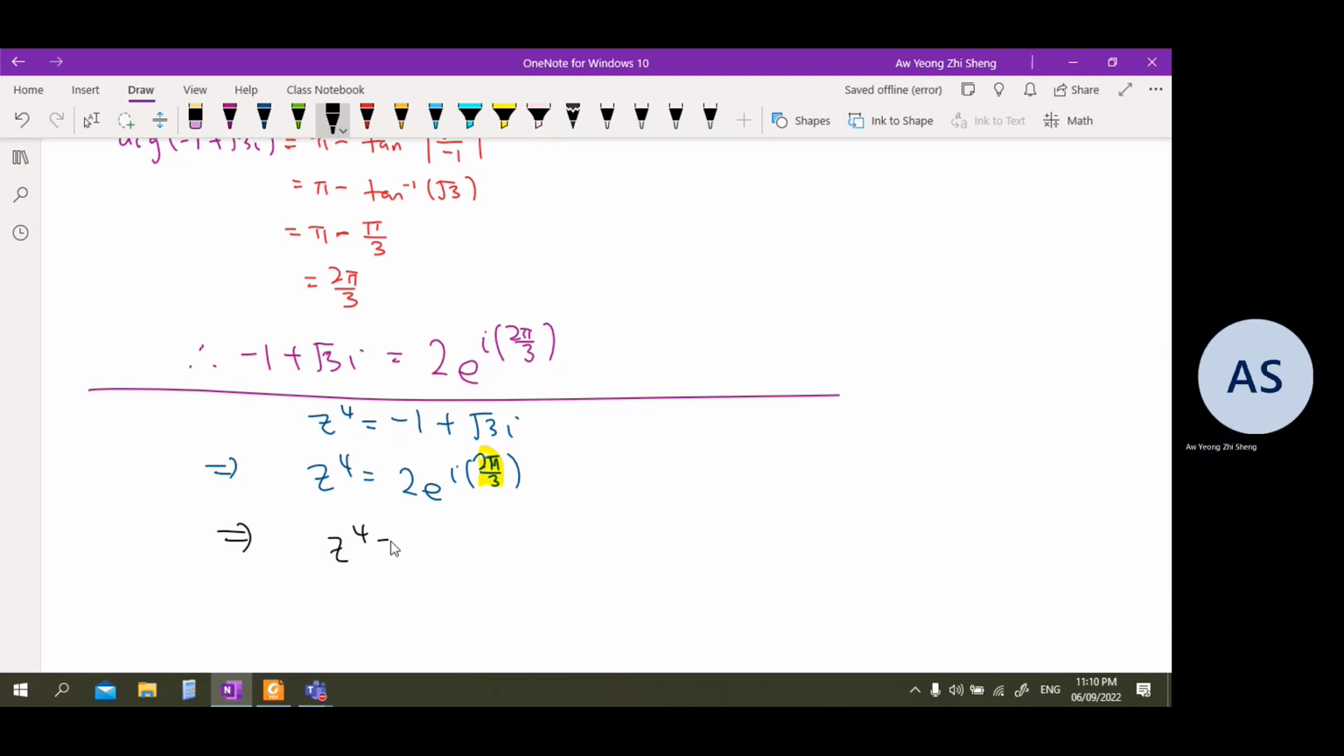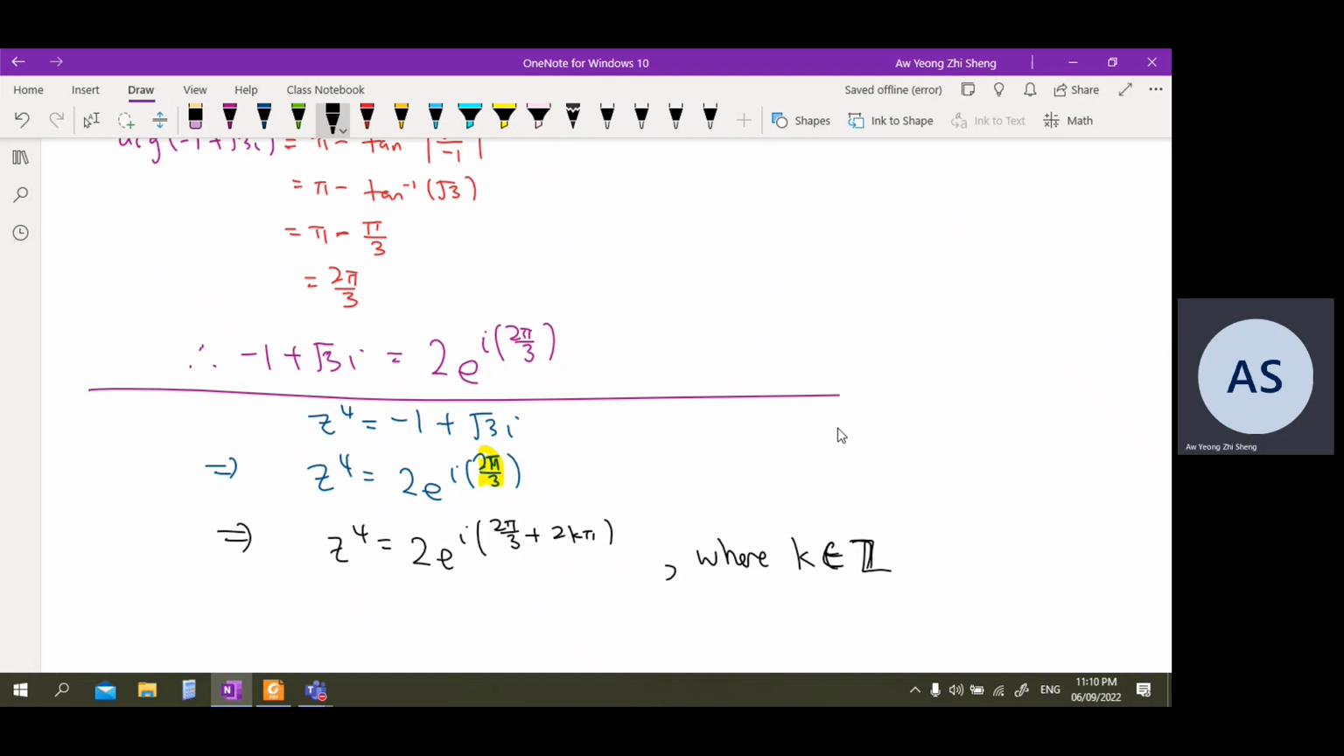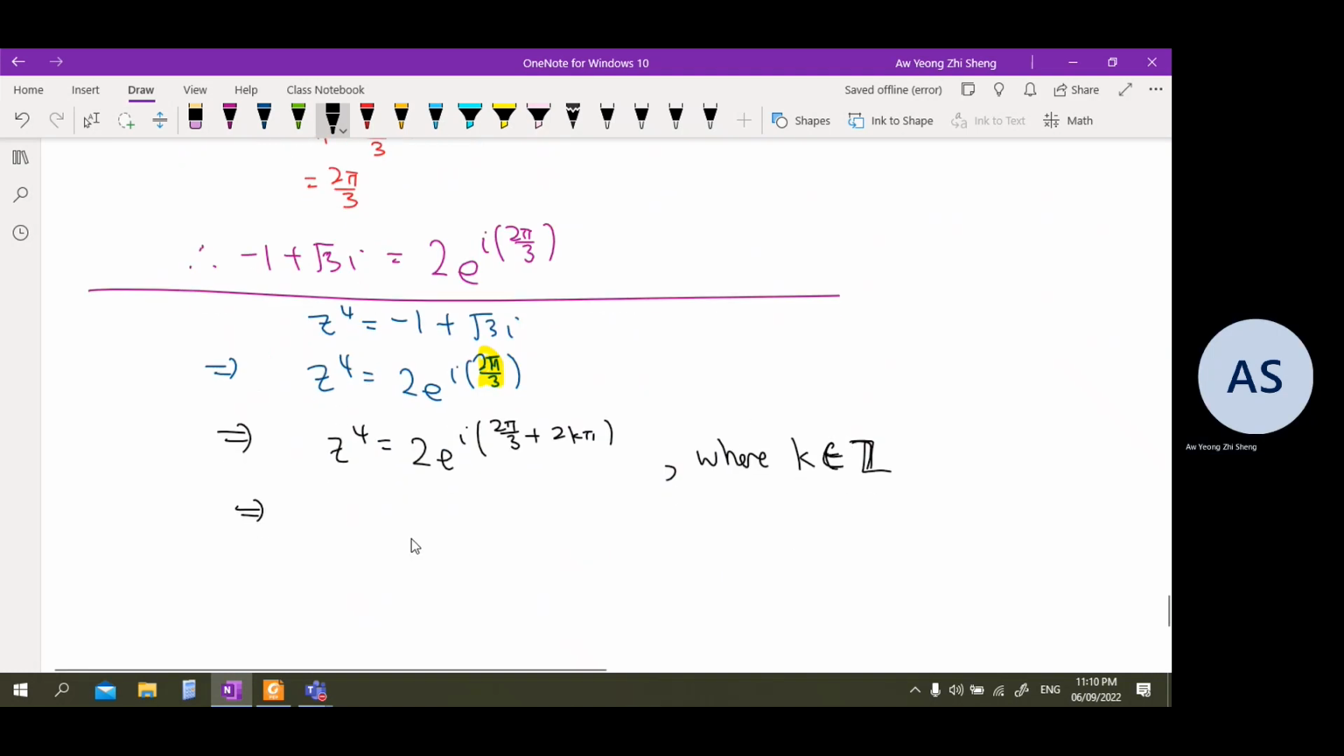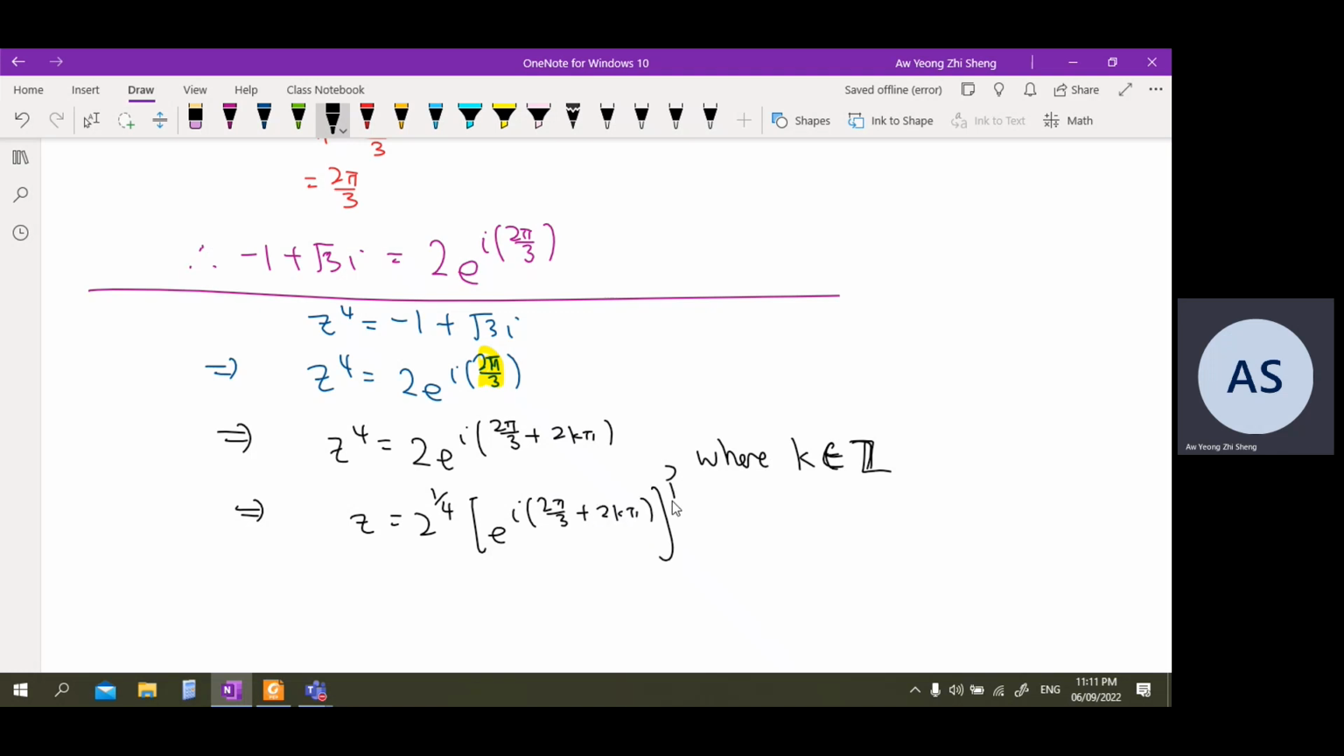So next step, 2 e^(i(2 pi over 3 plus 2k pi)), where k is an integer. Next, it's time to move my power 4 over to the other side. I have 2 to the power of 1/4. Then I also have e^(i(2 pi over 3 plus 2k pi)) to the power of 1/4.